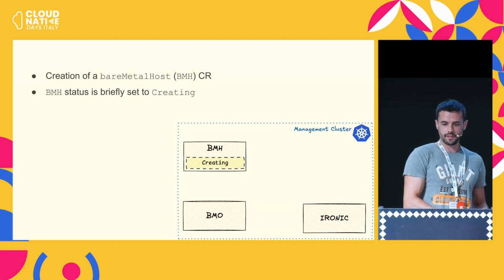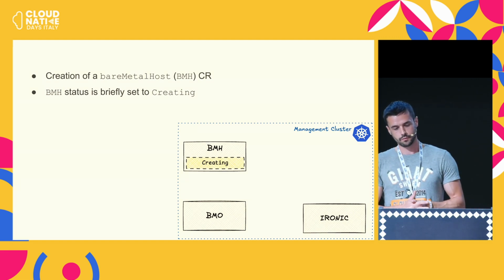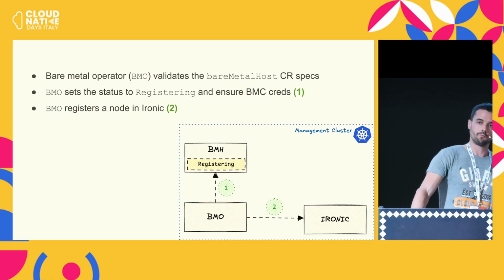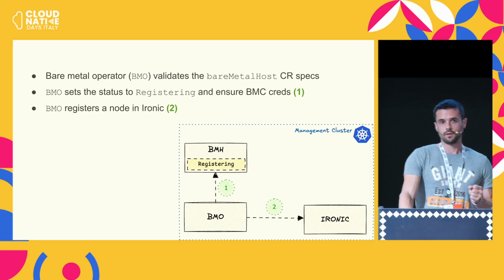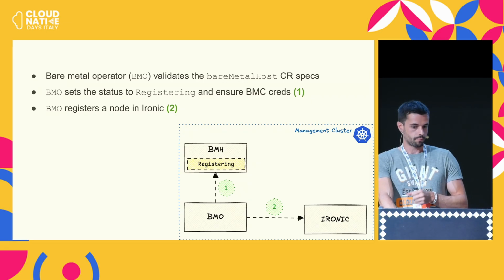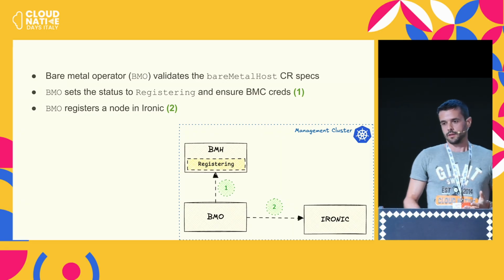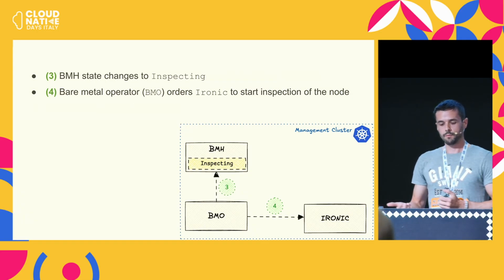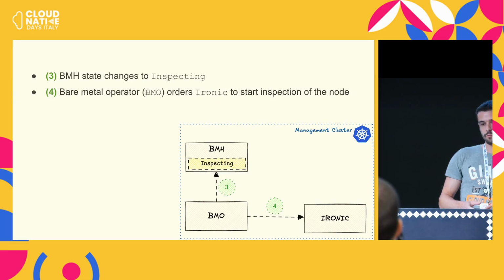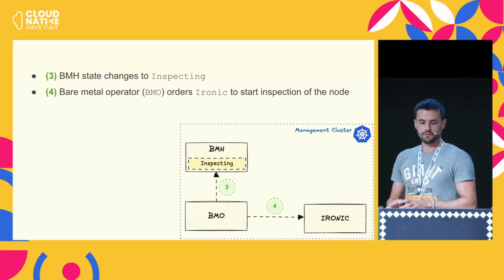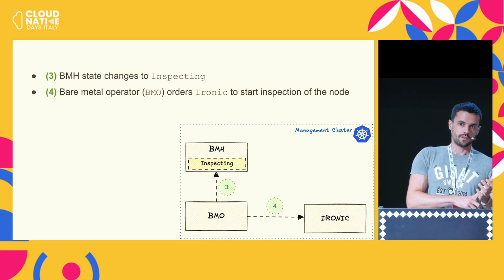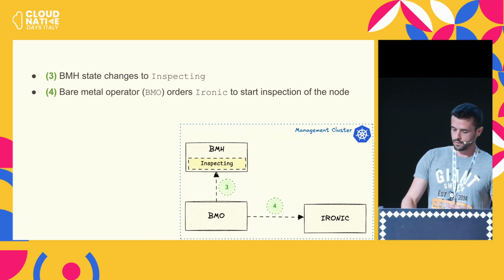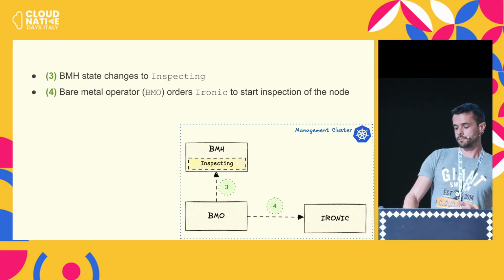So we created our BMH, for bare metal host, server. It goes briefly into the creating state. Then the bare metal operator is going to validate the credentials of our iDRAC, for instance, and change the state to registering. The bare metal host is then going to go to inspecting, because at this point, from a Kubernetes point of view, it is just an IP address and a secret. So we need to know what this hardware looks like and can do. So we're going to inspect it.